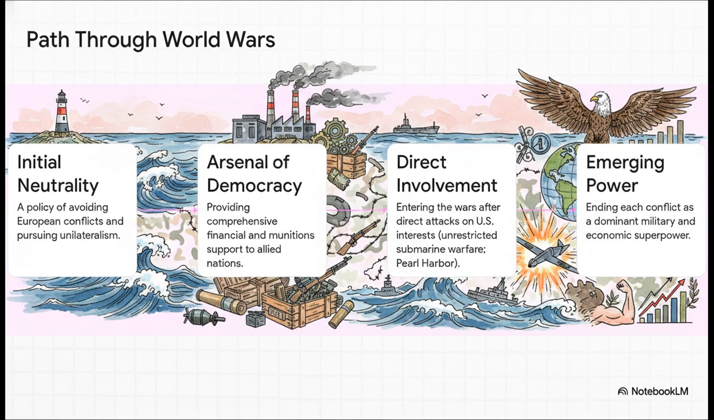What's so interesting is that if you look at World War I and World War II, the U.S. followed almost the exact same playbook. Step 1, stay out of it, declare neutrality. Step 2, become the arsenal of democracy, bankrolling and arming the Allies. Step 3, get pulled in directly after being attacked. And the crazy part? After each war, the U.S. came out even stronger and more dominant on the world stage.